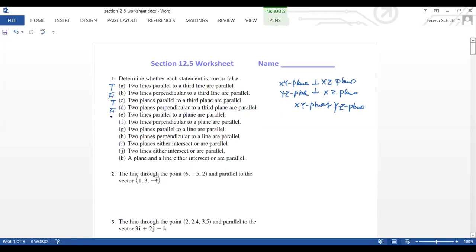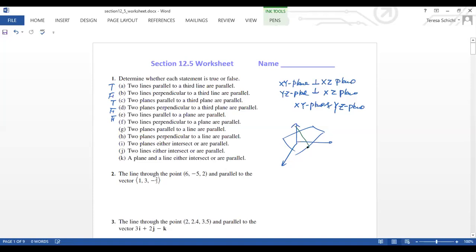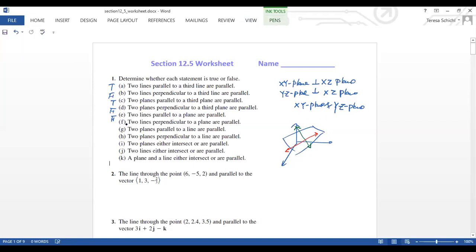Okay, part E says two lines parallel to a plane are parallel. This is false. The reason is that in R3, if you have a plane here, one line can go like this on top of the plane, parallel to it. Then the other line can go below the plane, in this direction. Then these two are not parallel. So that's why E is false.